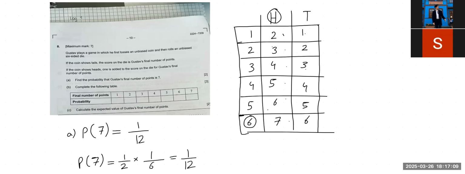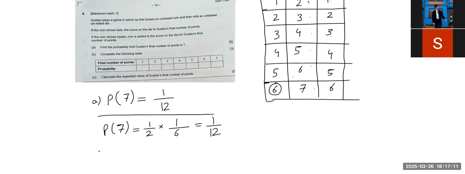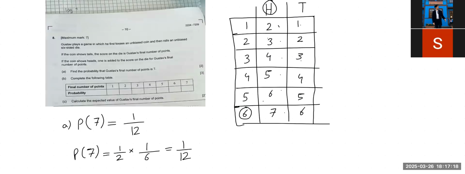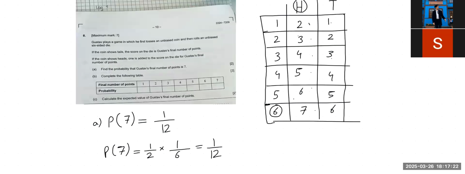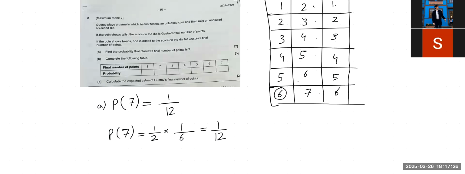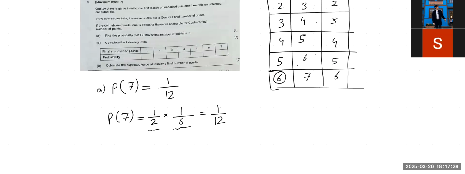So you can find it both ways. By counting the total number of ways you can get a 7 and dividing by the total number of things that can happen, or by figuring out what would need to happen for you to get a score of 7. You would need to get a heads and a 6. And that is why I multiplied the probability of heads and 6.